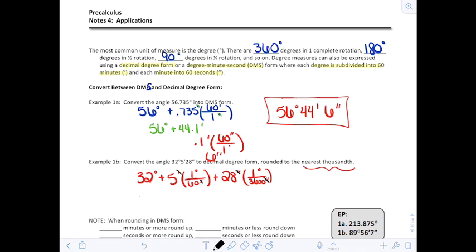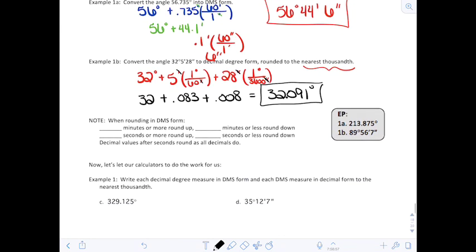minutes canceled, seconds canceled, and so when I do the math, I'm going to get 32 plus 5 divided by 60 is 0.083, and 28 divided by 3,600 is 0.008. And when I add those together, I get 32.091 degrees. And this would be decimal degree form.